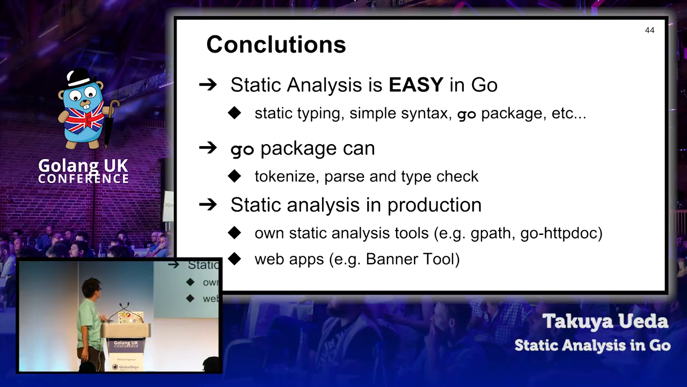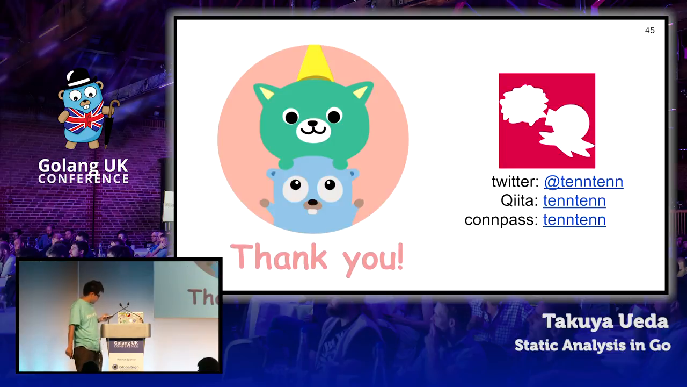Okay. Let me conclude my talk. I explained static analysis and how to do it in Go. Static analysis is very easy to do in Go. Because Go provides packages which can tokenize, parse, and type check, you can use static analysis for your products. Actually, I showed two cases, GPath and the banner tool, in this session. Okay. Thank you for your attention.